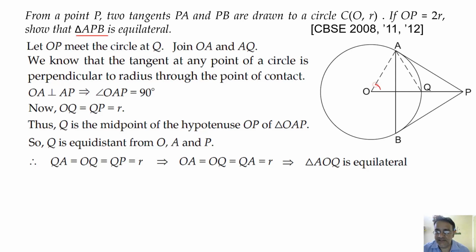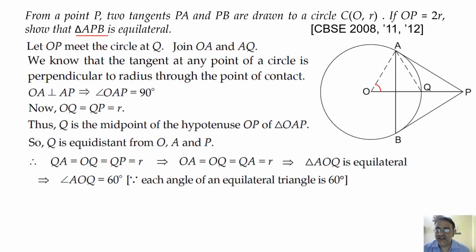So what is the value of this angle? 60 degrees. Very good, because each angle of an equilateral triangle is 60 degrees. So this is 60. Look carefully. And this is 90. So what is the value of this angle? 30 degrees, right, by using the angle sum property of a triangle.